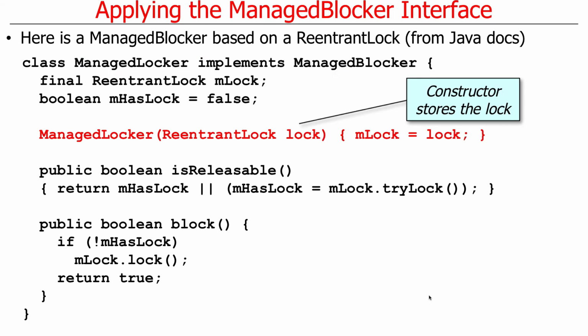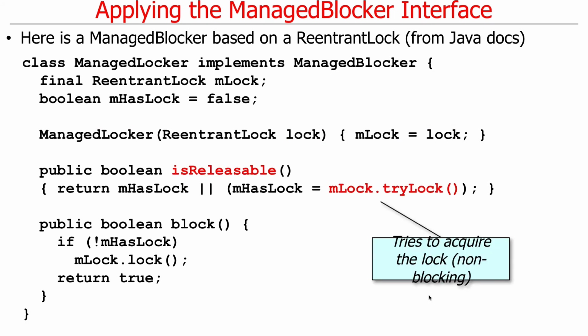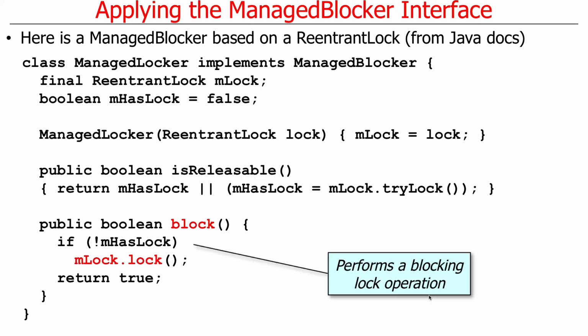So ManagedBlocker will have a constructor that simply stores the lock that we want to manage. IsReleasable will try to acquire the lock. So there's a tryLock method which will try to get the lock, but if it's not available, then it fails. That's kind of like getting up to go check the restroom, discovering the door is locked, and just going back to your seat, right, rather than standing in line. So that's what tryLock does.